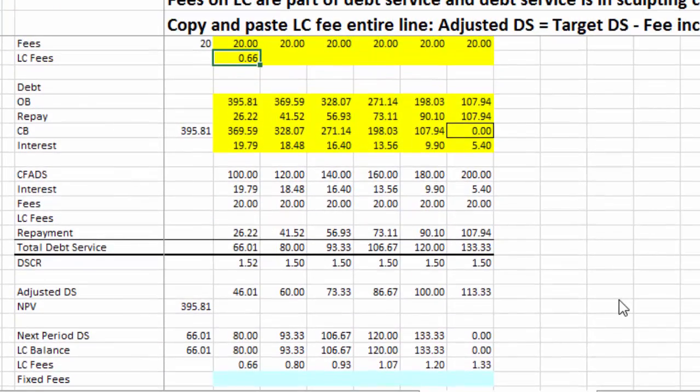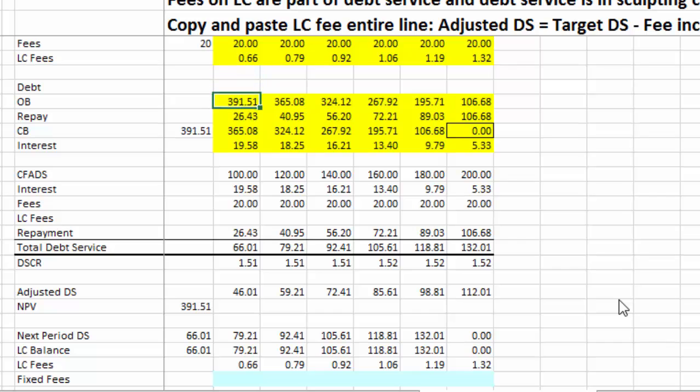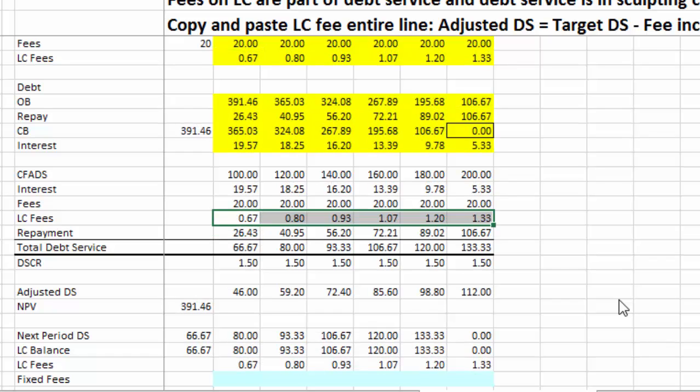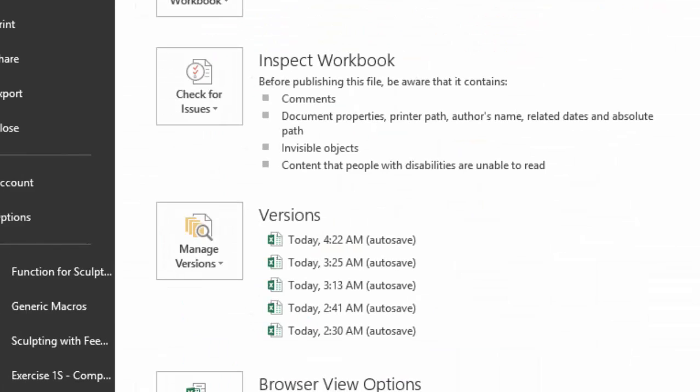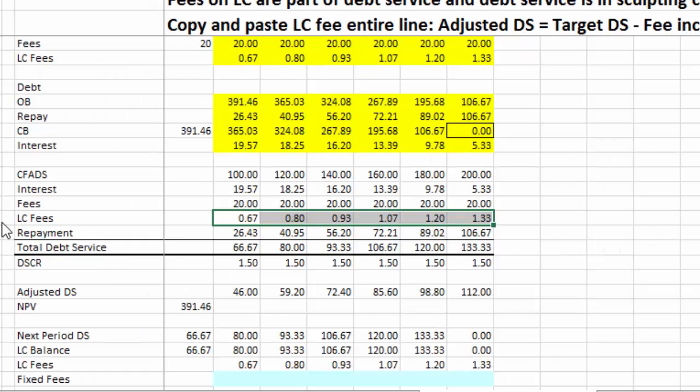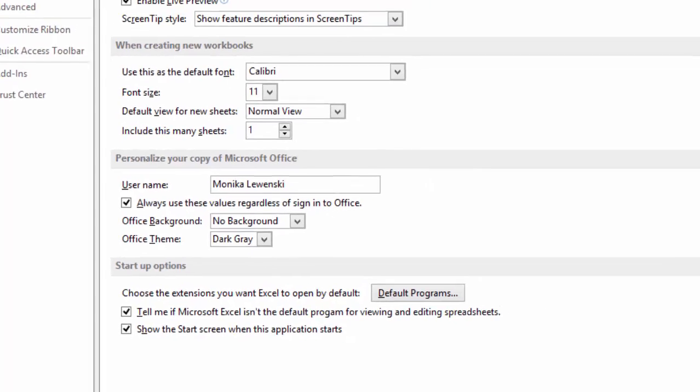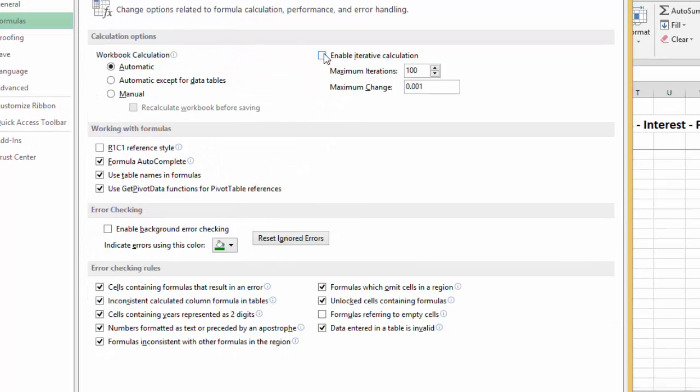Okay, we put that up here. And then the repayment, we put minus the letter of credit fees. Okay. And we put the letter of credit fees in the debt service reserve calculation. And I better make sure that I don't have the options and the formulas and iterative calculation.